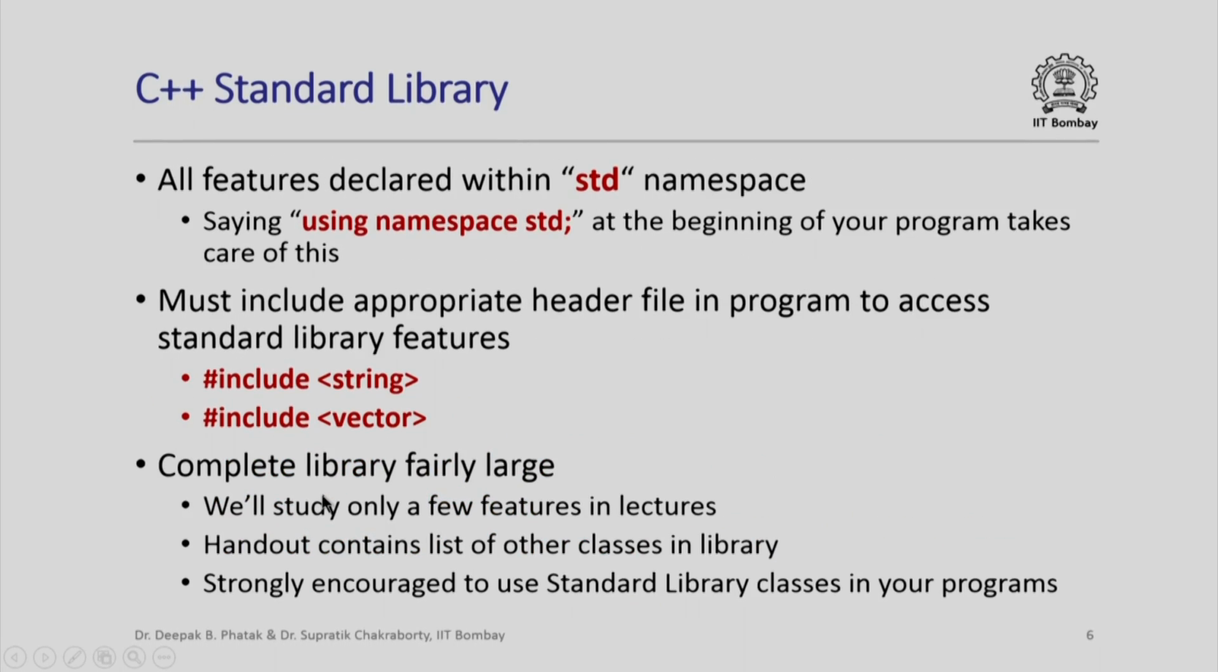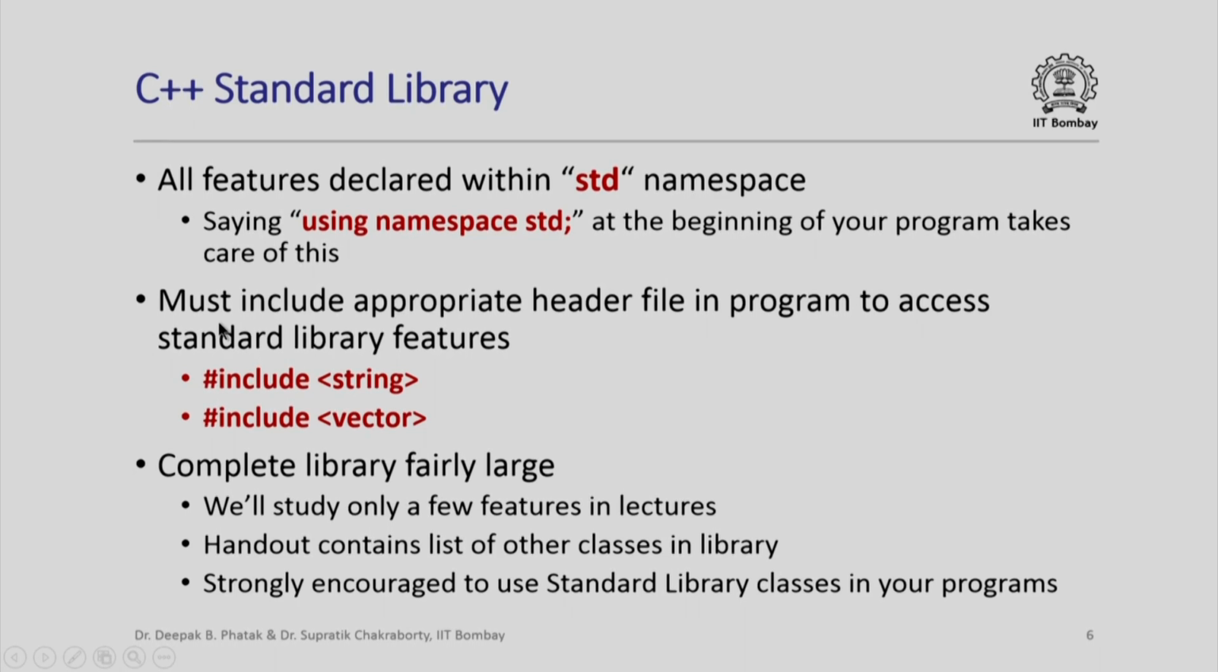Now, all features in the C++ standard library are declared within the std namespace. So, if at the beginning of your program you say using namespace std semicolon, then you have basically taken care of this namespace issue. Subsequently, whenever you refer to a class or a function in the C++ standard library, the compiler will automatically understand that you are referring to the name of that class or function in the std namespace.